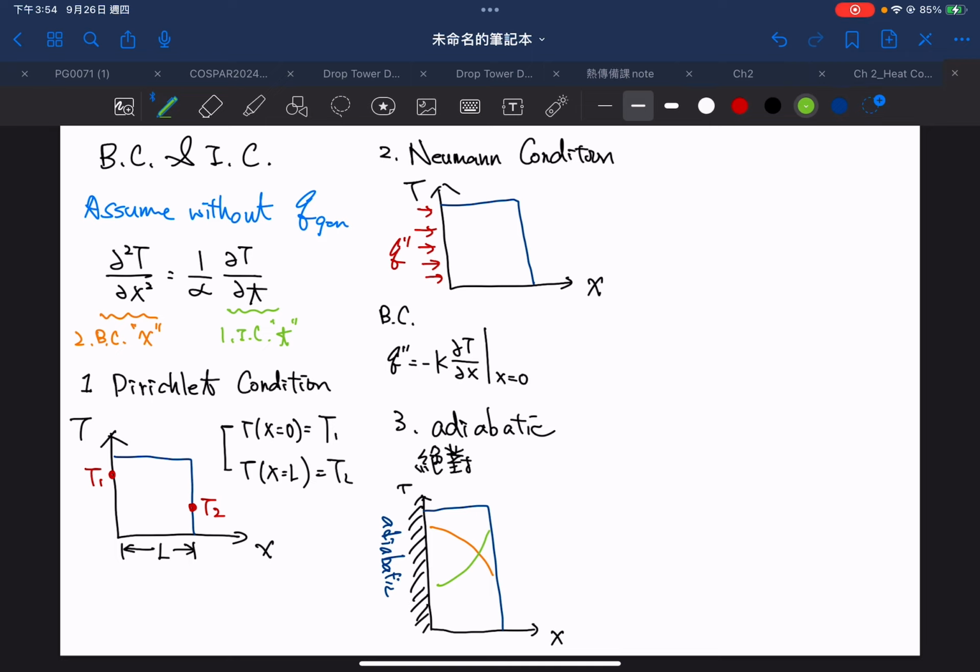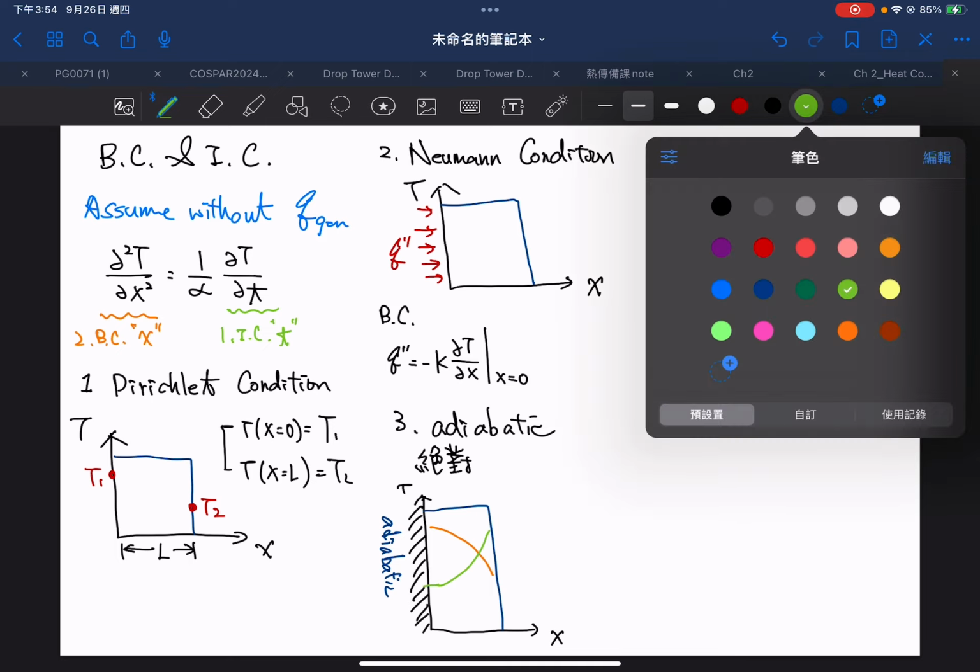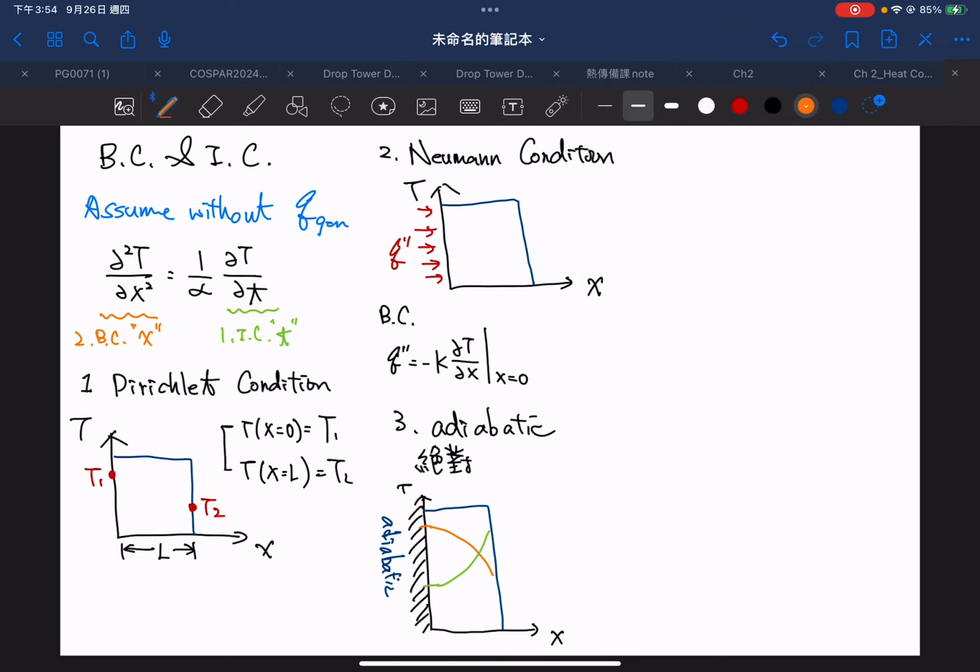So here, let's draw it perfectly like this, and the orange one will be like this. Okay, so the slope will become 0. 这里的斜率会是0。Okay, so here and here, the slope will equal to 0. Okay, so the boundary condition will be partial T partial x, where x equals 0, will equal to 0.